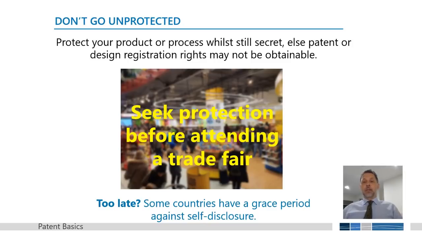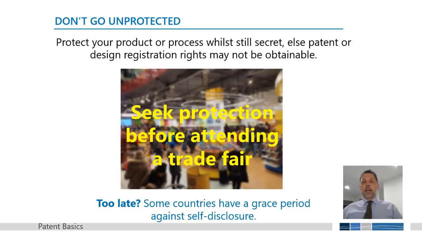What this means is if you have disclosed it publicly, you may still be able to obtain protection for your invention in a handful of countries, provided you file for protection in those countries by a given deadline. Australia, for example, has a 12-month grace period, so if you publicly disclose it, you can still obtain a valid Australian patent provided you file for protection in Australia within 12 months of the date of first public disclosure.